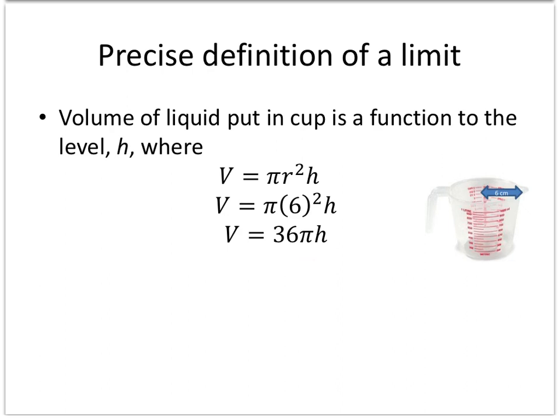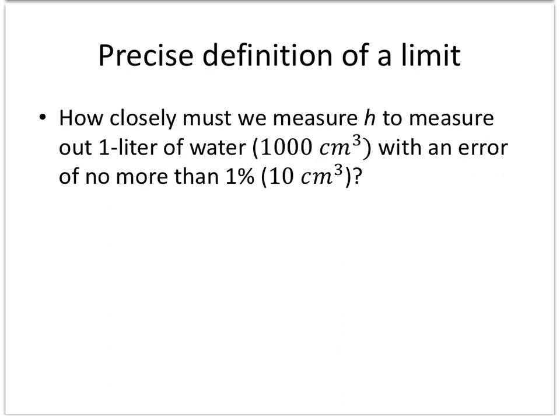So my height is what I'm trying to stay above 2 cups just a little bit, below 2 cups just a little bit. So what I could do, I could place this in an interval and ask myself, is there too much error? Well, what I'm going to do is say, how closely must we measure this height? Again, this is a different h, this is for height, out of 1 liter of water, which is 1,000 cubic centimeters, which is no more than 1% error.